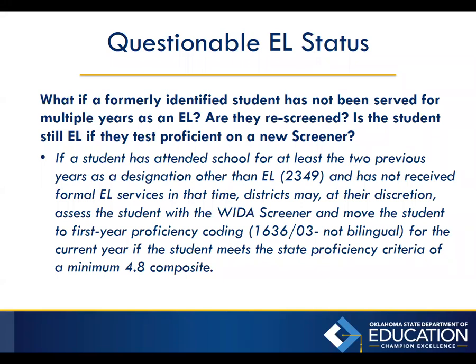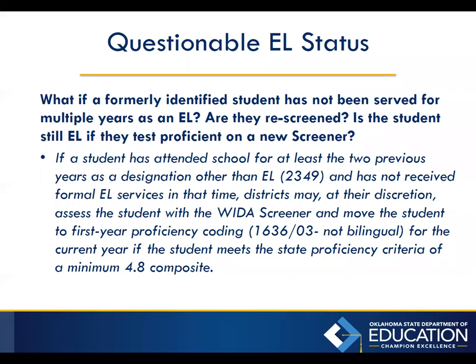So here we go. If a student has attended school for at least the two previous years as a designation other than EL 2349 and has not received formal EL services in that time, districts may, at their discretion, assess the student with the WIDA screener and move the student to first year proficiency coding for the current year if the student meets the state proficiency criteria of a minimum 4.8 composite.